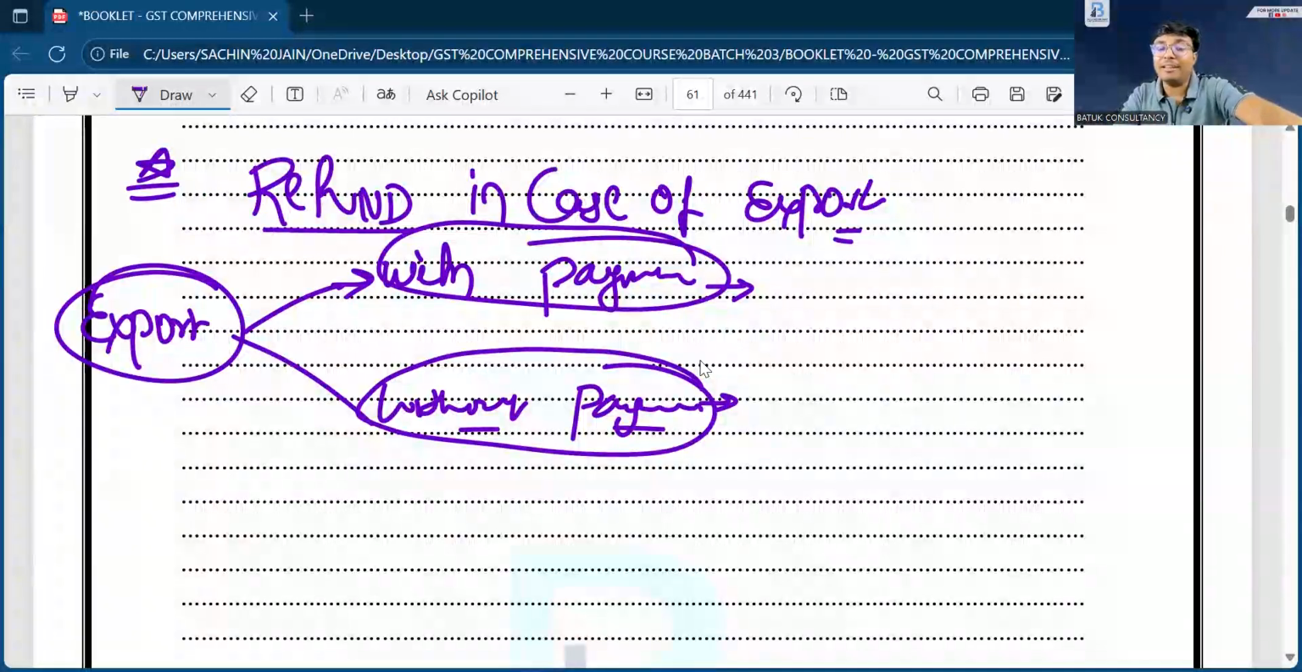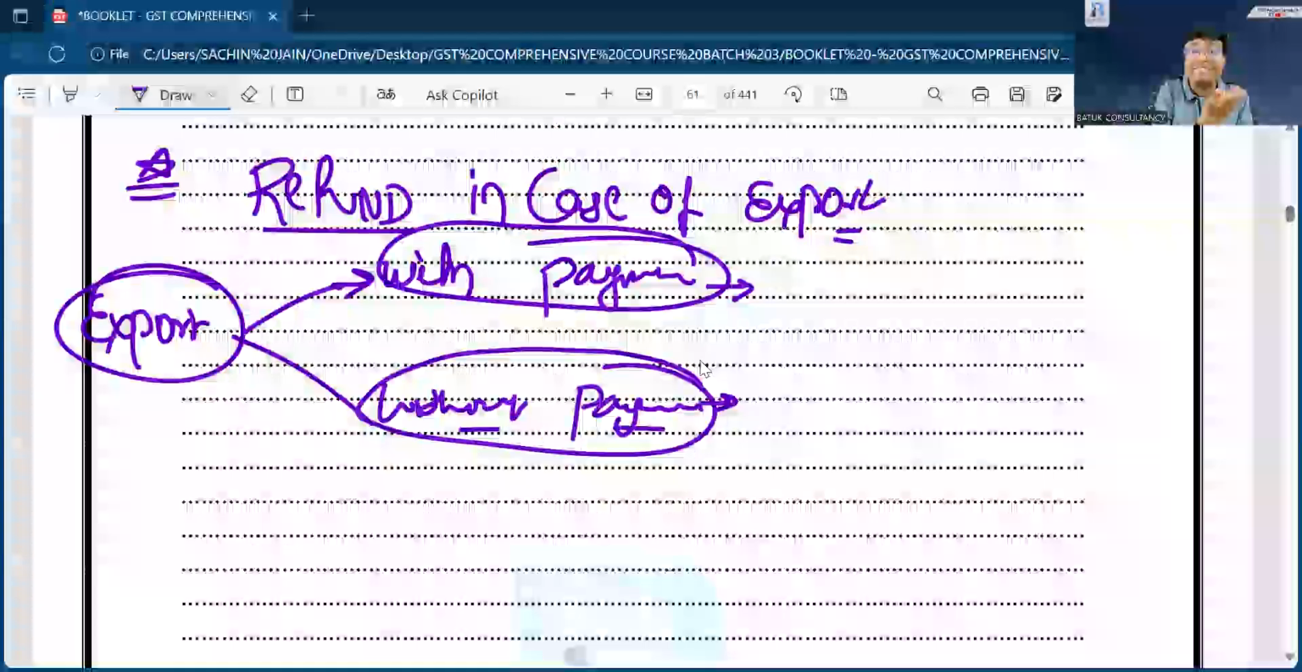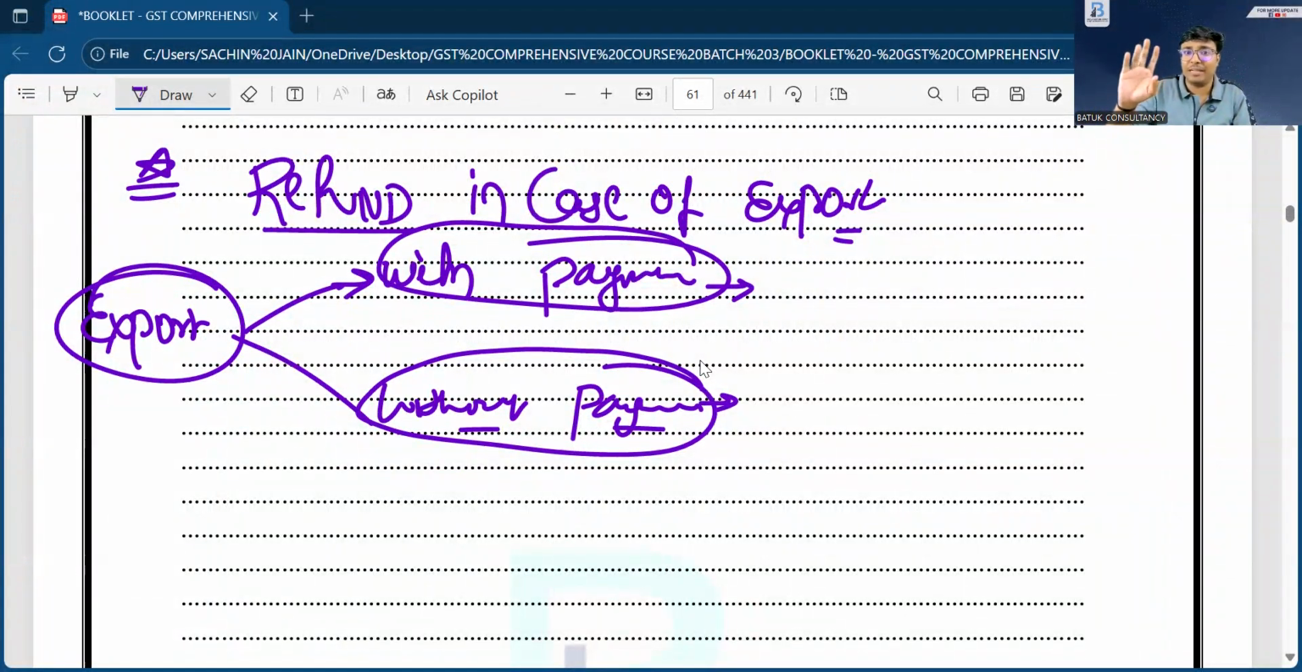The next type of refund is without payment, that means zero rated. The taxpayer is going to submit a LUT or bond that says, I am going to make an export and I will receive the amount in foreign currency, so I am not going to pay a single rupee of tax. So in case of export without payment of tax, the ITC will be there, am I right? Because you are not supposed to pay a single rupee of tax on export, but when you bought the goods from your domestic market, you had already paid the GST. So the same will be credited to your electronic credit ledger, and you have to file a refund application.